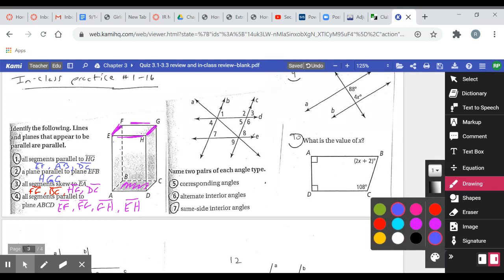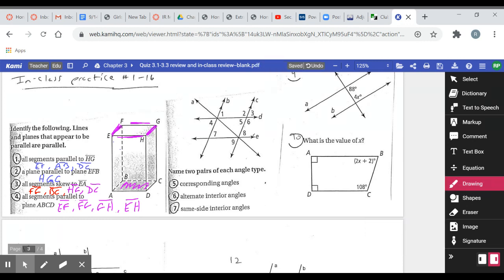All right, now we move over to number 5. It says name 2 pairs of each angle type. There could be multiple ones besides what I named, but they're just asking for 2 pairs. In terms of corresponding angles, remember corresponding angles are in the same relative position with respect to the 2 lines and the transversal.